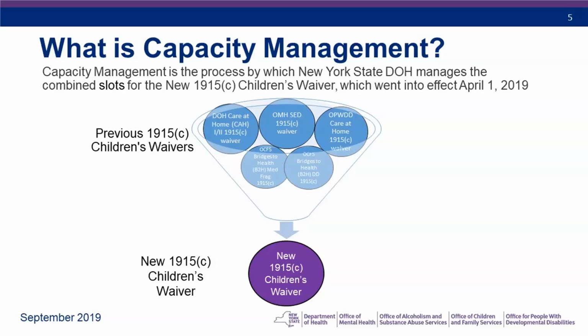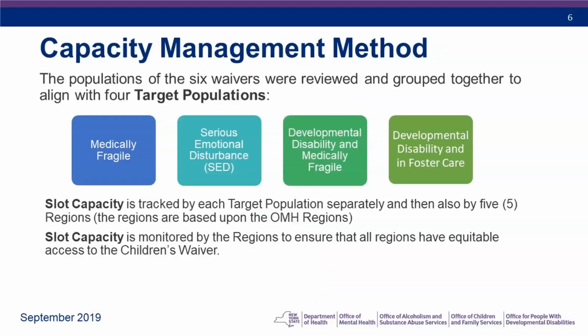So now that we have one new consolidated children's waiver for the entire state, with no wrong door for a child, we needed to come up with a process statewide, and that would be our DOH capacity management. We thought this was the best way to manage capacity, on a statewide process.